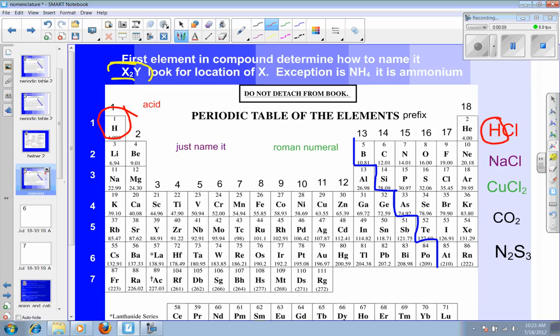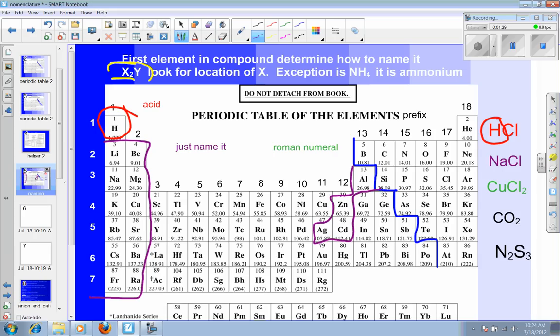Now if that first element in the compound is in what I call the just name it section, which is pretty much groups 1 and 2, the alkali metals and the alkaline earth metals, and those transition elements that did not have different oxidation states, so aluminum, zinc, silver, and cadmium, then I can just name the compound.